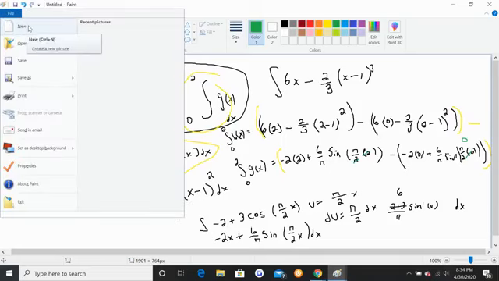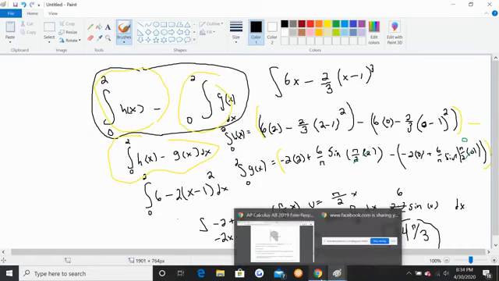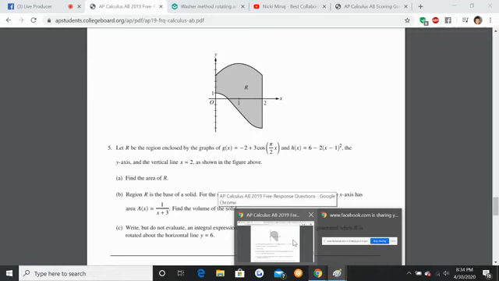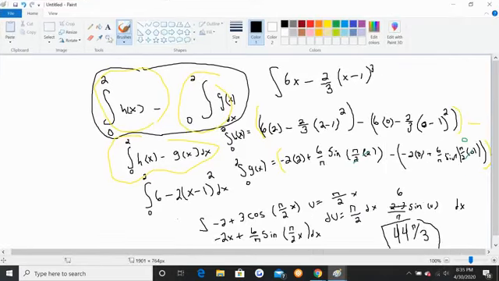Okay, now I'm going to do a new file here because we are done with that question. And when you solve this, you should get 44 over 3, or 44 pi over 3. Wait, sorry. Let me go back and look. No, it should just be 44 over 3 because the pi's are not going to be there. So sorry about that. It's going to be 44 over 3. And let me know if you have any questions about that.